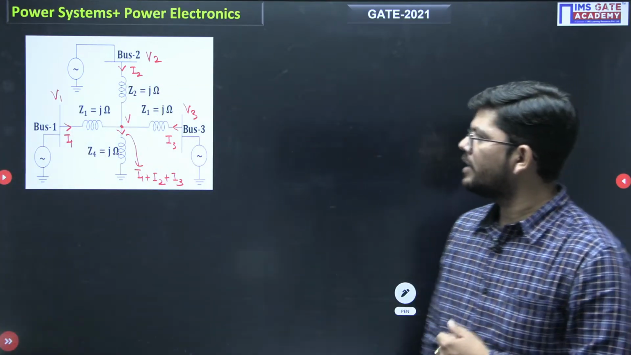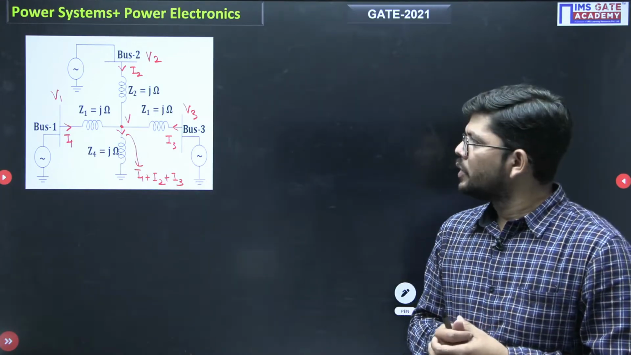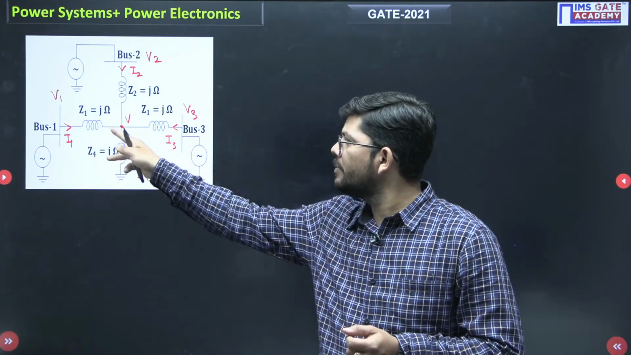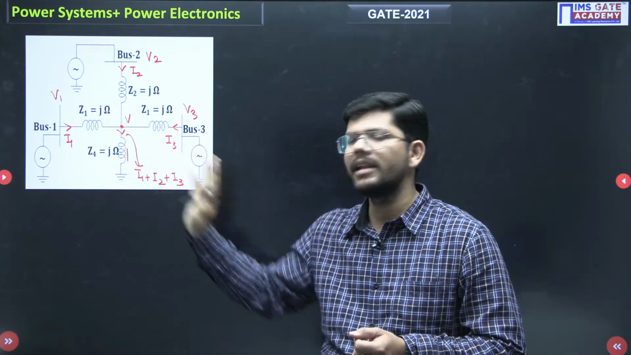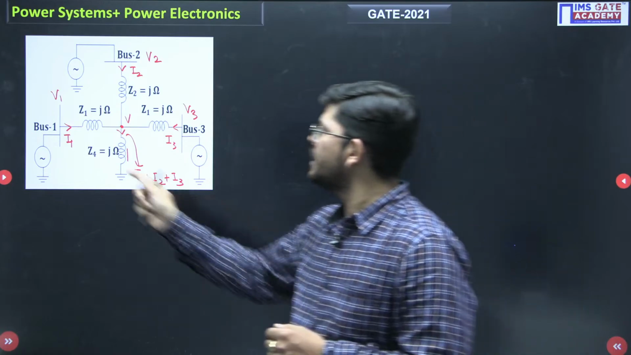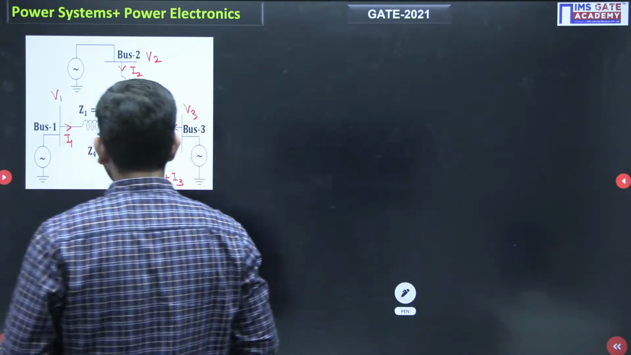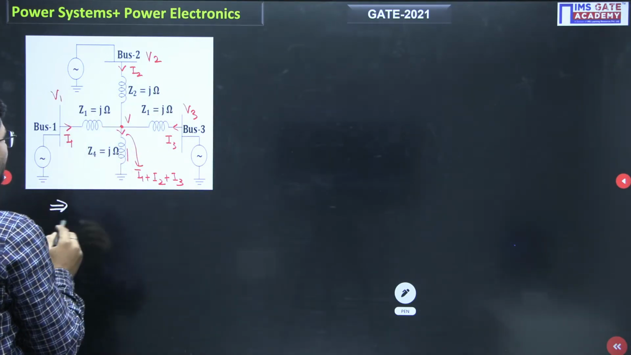So now we are trying to eliminate this branch. How can we achieve our target? Different buses are there, we have assumed different voltages, and collectively they will be giving a total current of I1 plus I2 plus I3 to this particular element that we have. Now if we simply apply KVL between bus 1 and this node, what will you get?